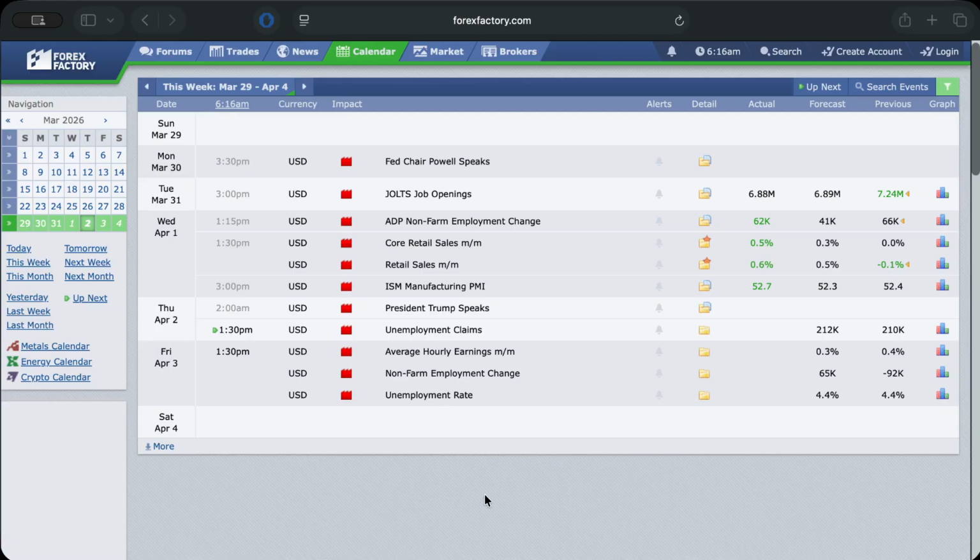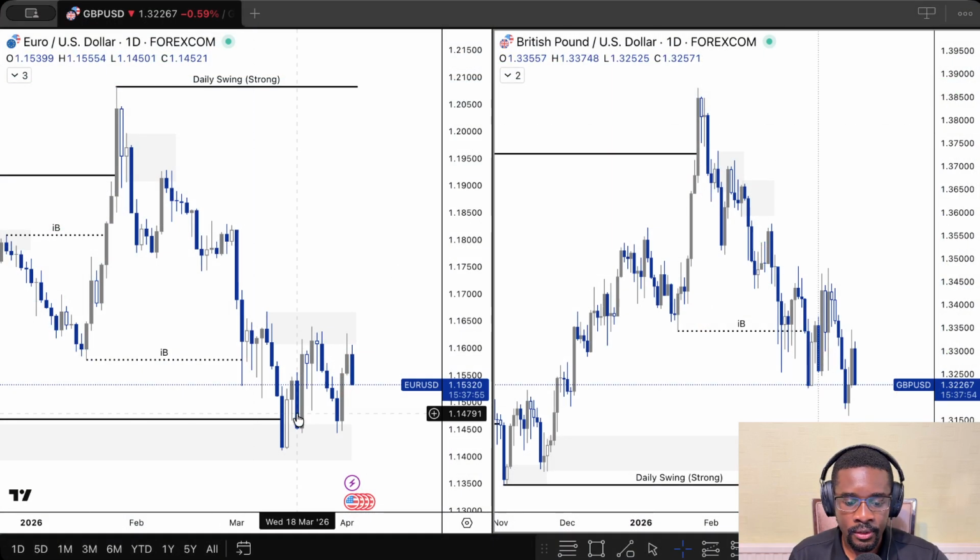So, without wasting time, let's jump right into Forex Factory. Today's a Thursday, and in the middle of the night, at 2 a.m. my time, President Trump was speaking, and then around 1:30 p.m. we will have unemployment claims. So right now in the markets, a lot of things are going on. Obviously there is the war and all of that, and whenever President Trump speaks, things happen.